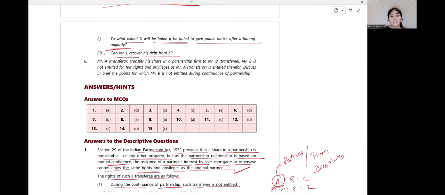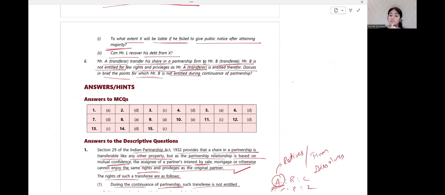Mr. A, transferor, transfers his share in a partnership firm to Mr. B, transferee. Mr. B is not entitled to a few rights and privileges as Mr. A, transferor, is entitled. Now, discuss in brief the points for which Mr. B is not entitled during continuance of partnership. So A is the transferor of his share in the partnership firm to Mr. B. And B is not entitled to a few rights and privileges.